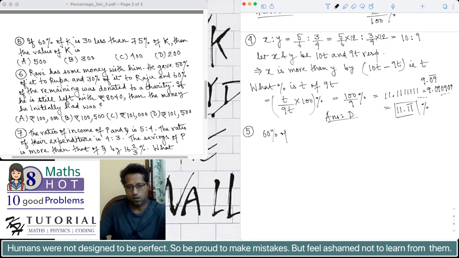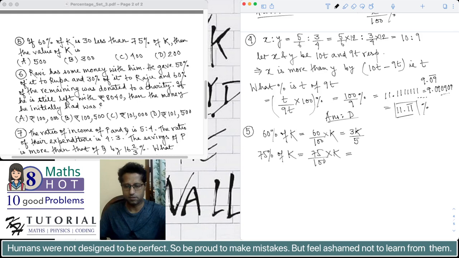60% of K is equal to 60 by 100 multiplied by K. If you simplify further, we will get this to be 3K by 5. So 60% of K is equal to 3K by 5. And what is 75% of K? 75% of K is equal to 75 by 100 multiplied by K. If you simplify 75 by 100, it is 3 by 4. So 3 by 4 into K.